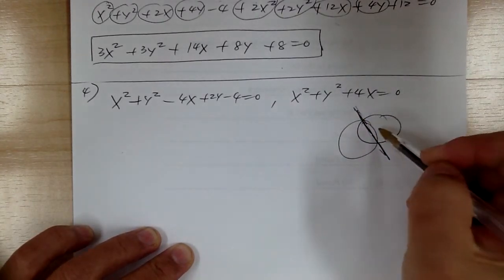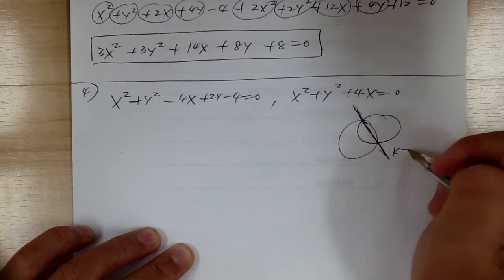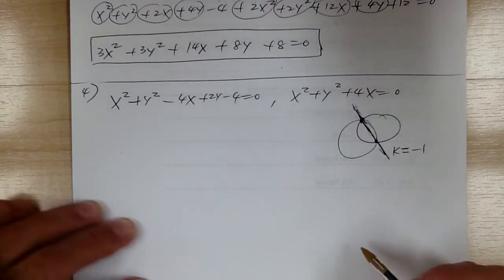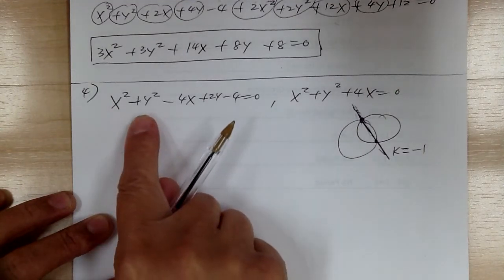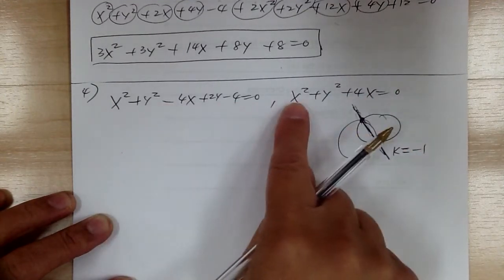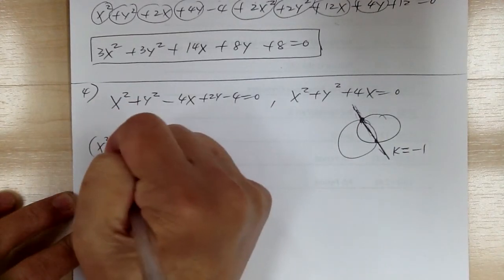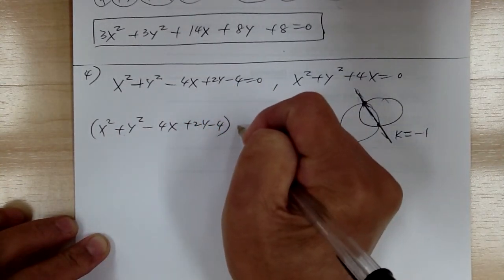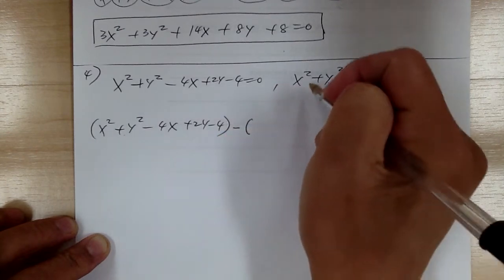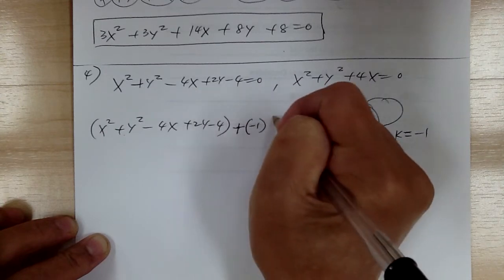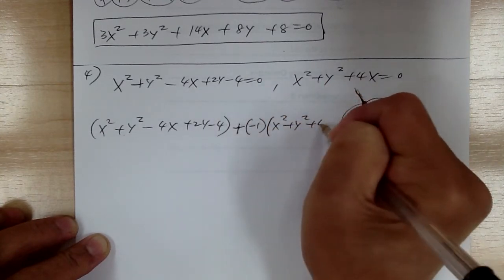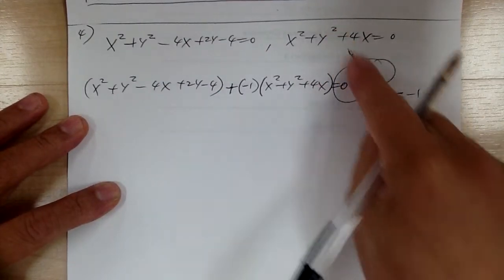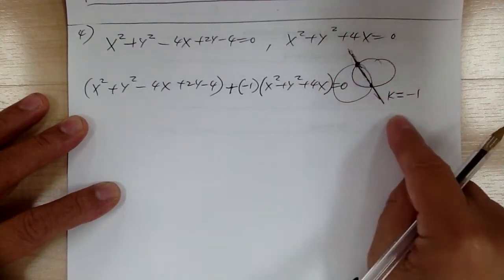Now, the equation for this line is when k equals -1. So again, when k equals -1, you don't get circles, you get a line going through those two points. To write the equation, you just go and use the first equation plus -1 times the second. So your equation would be x squared plus y squared minus 4x plus 2y minus 4 plus -1 times x squared plus y squared plus 4x equal to 0. Again, the equation for the line is called a radical axis.